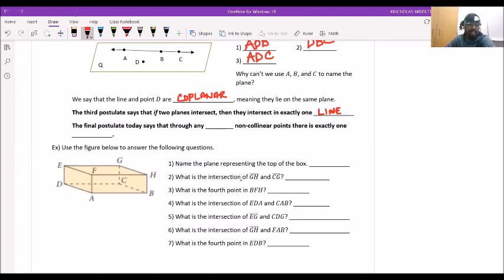Okay, and the final postulate for today says that through any 3 non-collinear points, there's exactly 1 plane. So through any 2 points, there's a line. Through any 3 points, 3 non-collinear points, very important that we add non-collinear to that, okay? That there's exactly 1. I wrote 1 again, but I said plane out loud, okay? Plane.